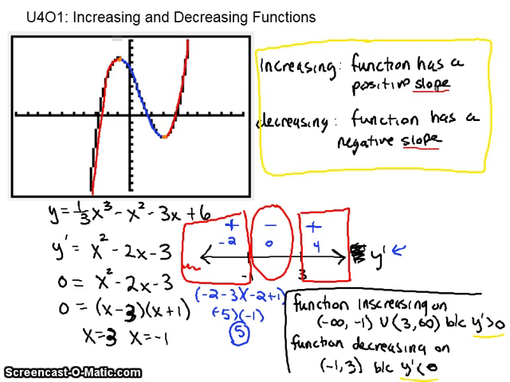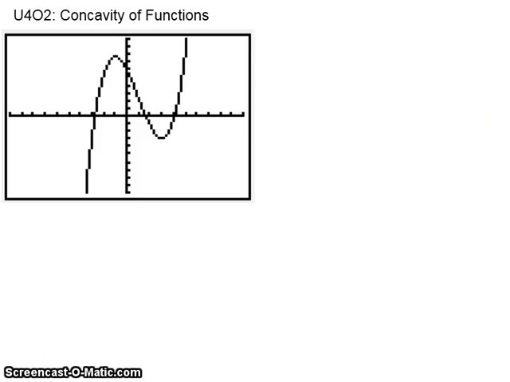We're also going to talk about Unit 4, Objective 2, which is concavity of functions. So we're looking at the same graph here. This is still y equals 1/3 x cubed minus x squared minus 3x plus 6. So we're going to be talking about concavity in this section. Concavity is going to be how this thing opens.